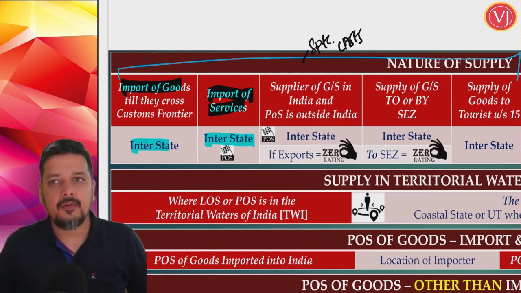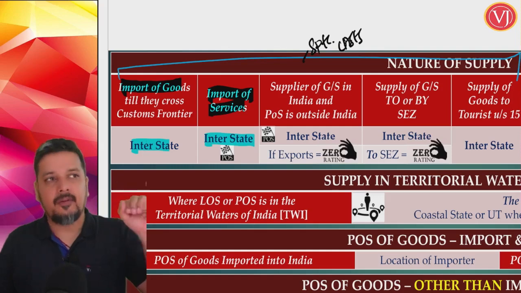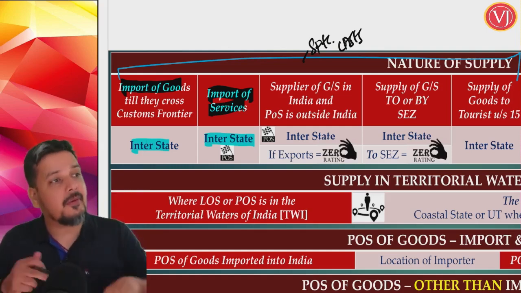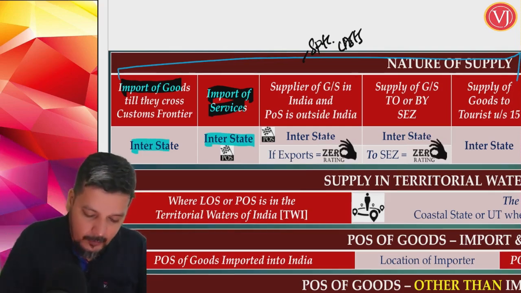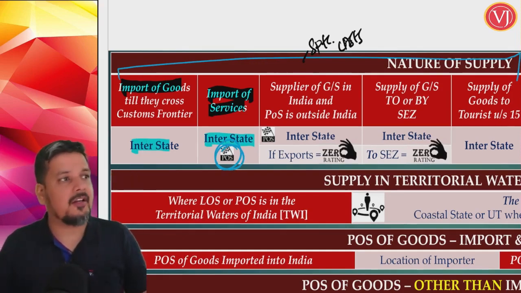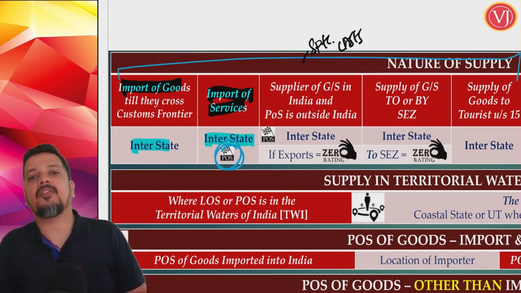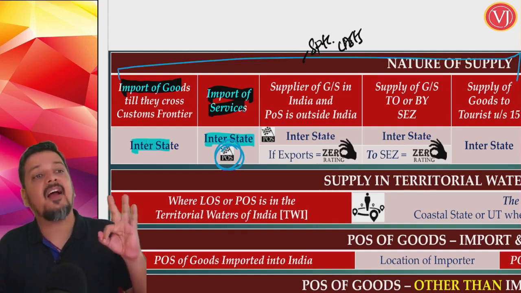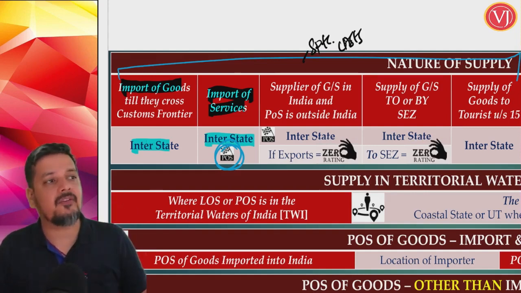For import of services, you have to see that the supplier is outside India, the recipient is in India, and the place of supply is in India. So you are required to find it out. Without place of supply, you cannot decide whether it is import of services or not. Second difference, import of goods attracts customs duty, BCD, SWS plus IGST. Import of service attracts only IGST.